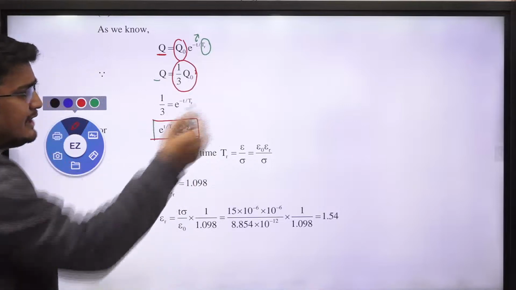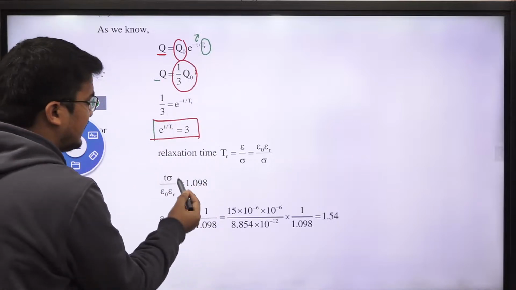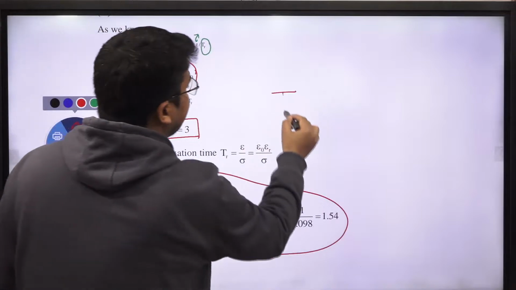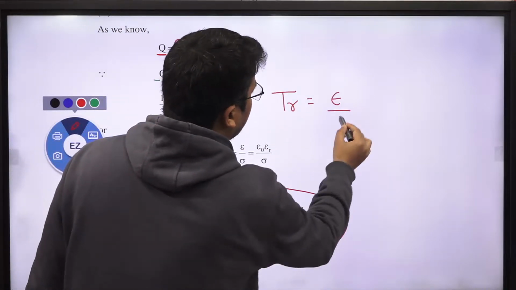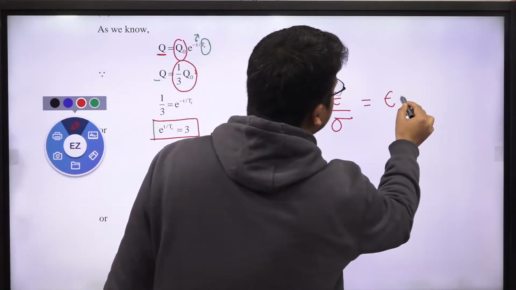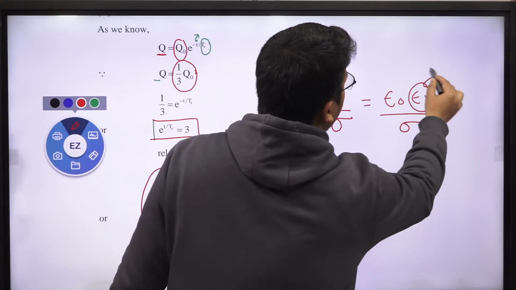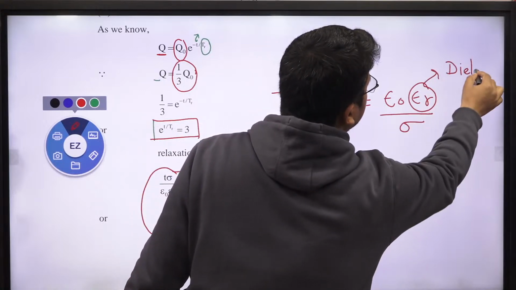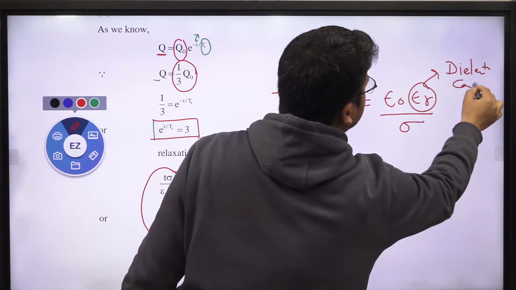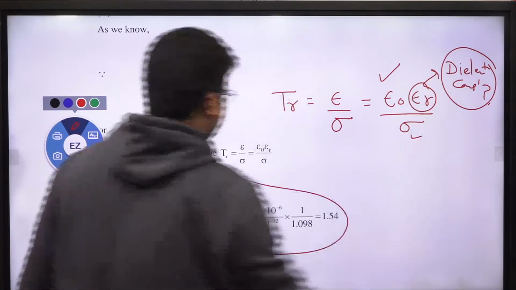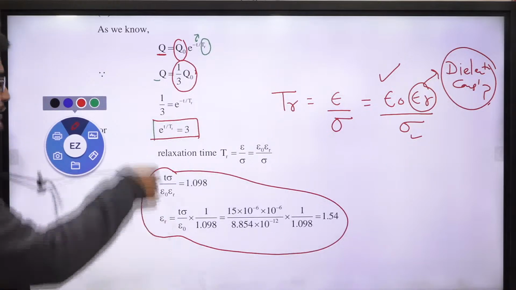By taking the natural log, I will get relaxation time in terms of epsilon_R. See, relaxation time is defined as epsilon upon conductivity, and epsilon is epsilon naught multiplied by epsilon_R, upon sigma. This is known as the dielectric constant. And this is what you have to find in the given question. You can see, so you can follow this entire procedure.